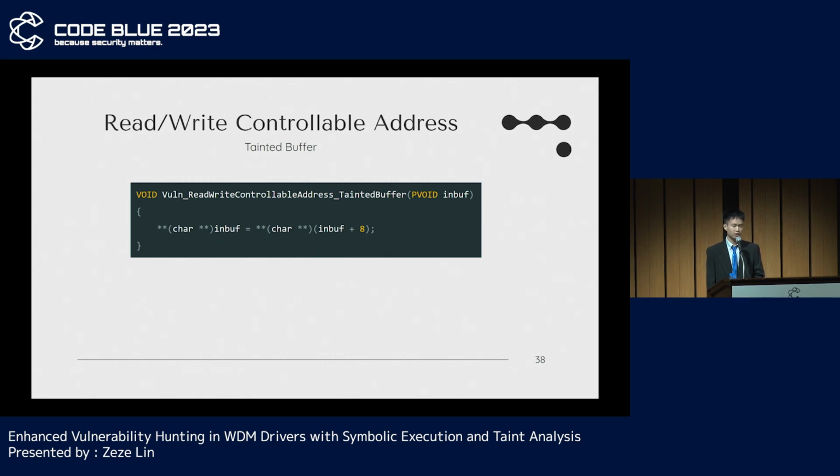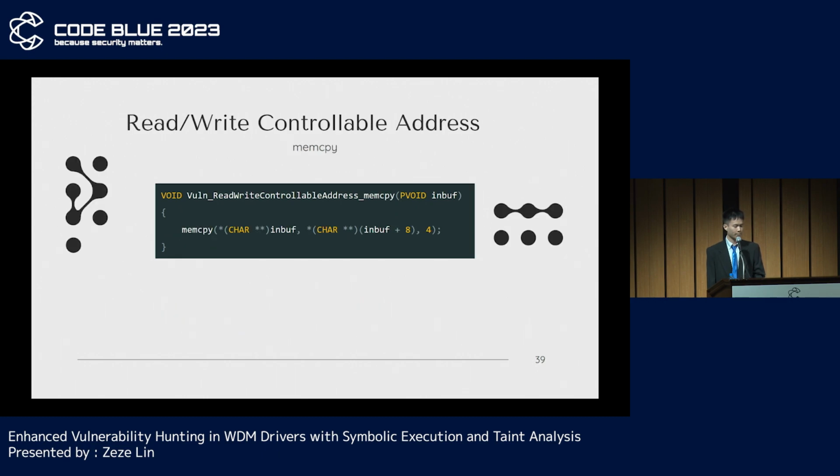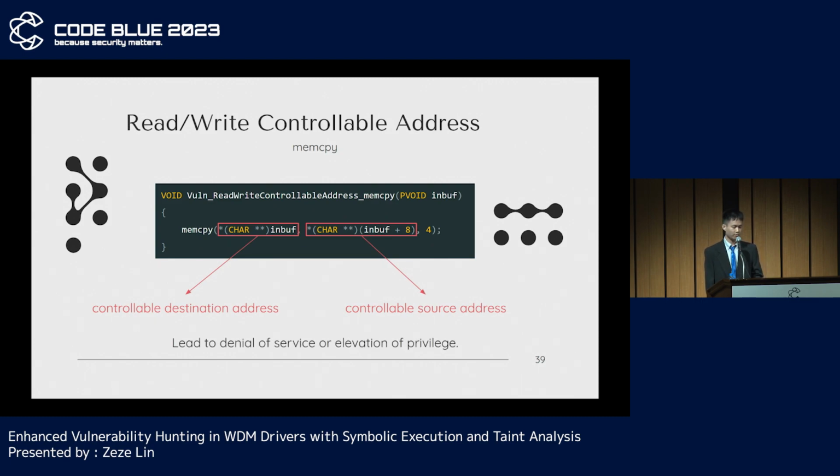The fifth type of vulnerability is rewrite controllable address. IOCT-lens tracks the tainted buffer and sees if the address to read from or the address to write into is controllable. If it is, it may lead to denial of service or elevation of privilege. Another situation for rewrite controllable address is that IOCT-lens hooks memory copy and sees if the source address or the destination address is controllable. If it is, it also leads to denial of service or elevation of privilege.